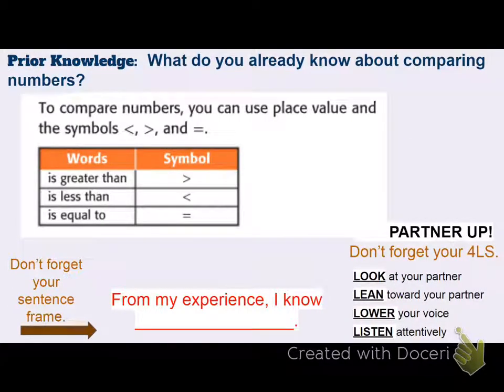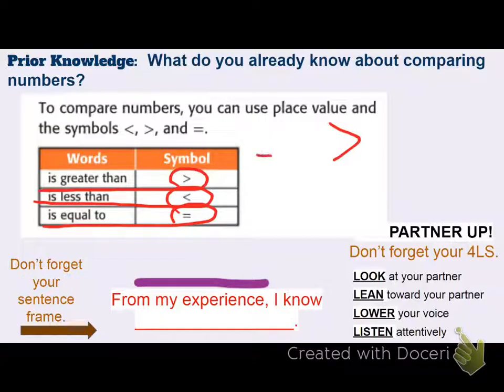And today, as we're looking at comparing and ordering numbers, I want you to think about, what do you already know about comparing numbers? Well, from my experience, something that I know is these symbols. If it's greater than, you're going to use this symbol. If it's less than, we're going to use this symbol. And if it's equal or equivalent, we use this symbol.